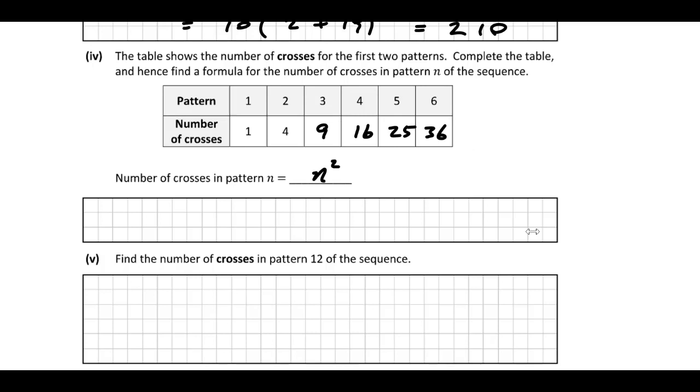Let's see, find the number of crosses in pattern 12 of the sequence. So we know that Tn is equal to n squared in this particular case. So we want the number of crosses in pattern number 12. So it's just going to be 12 squared, which is 144. And that's it really.